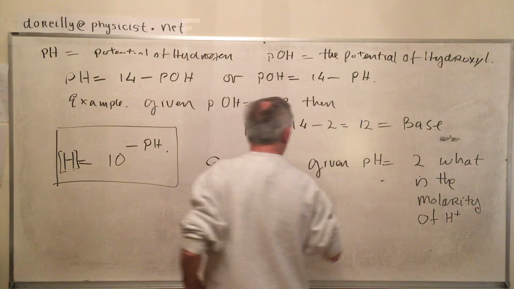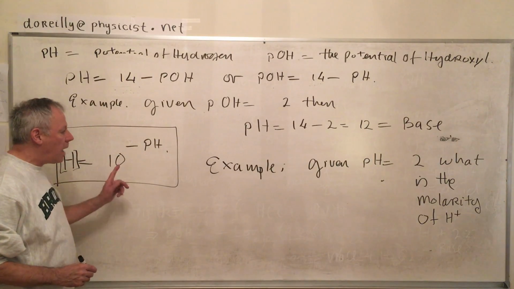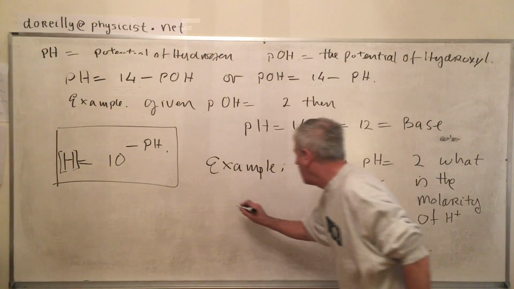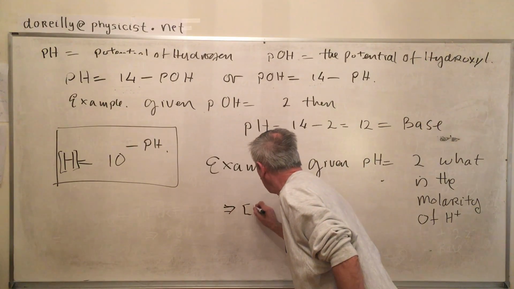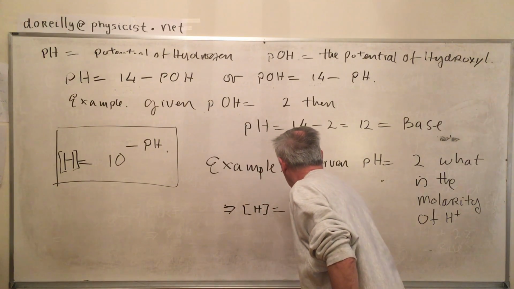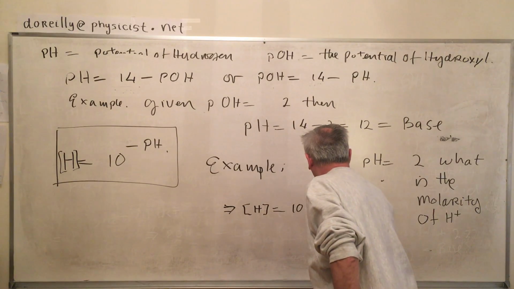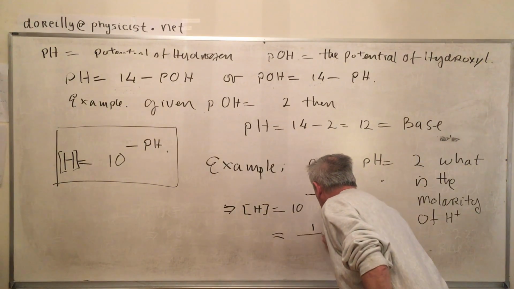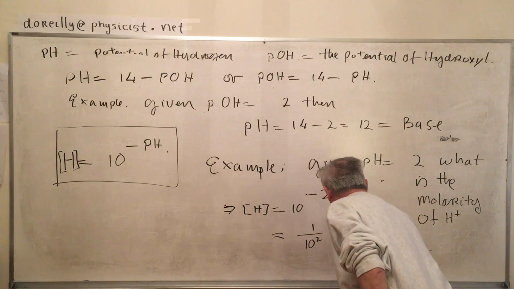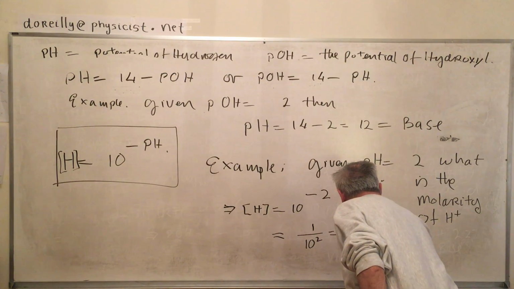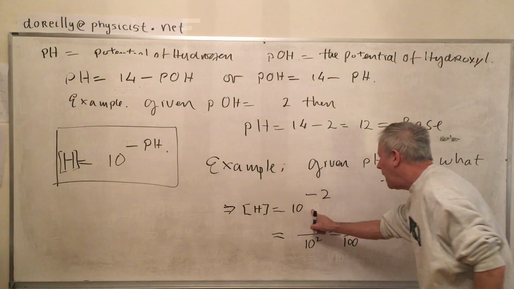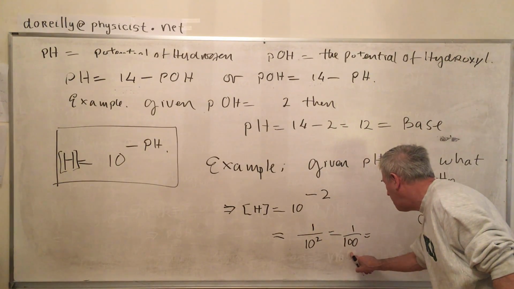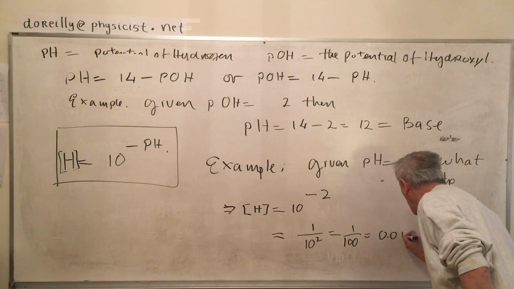So if we're given that the pH is 2, what is the molarity of H in the solution? Well, it's going to be 10 to the power of minus 2. That is the answer. 10 to the power of minus 2, but we can write it as 1 over 10 squared, or 1/100th, or 0.01.